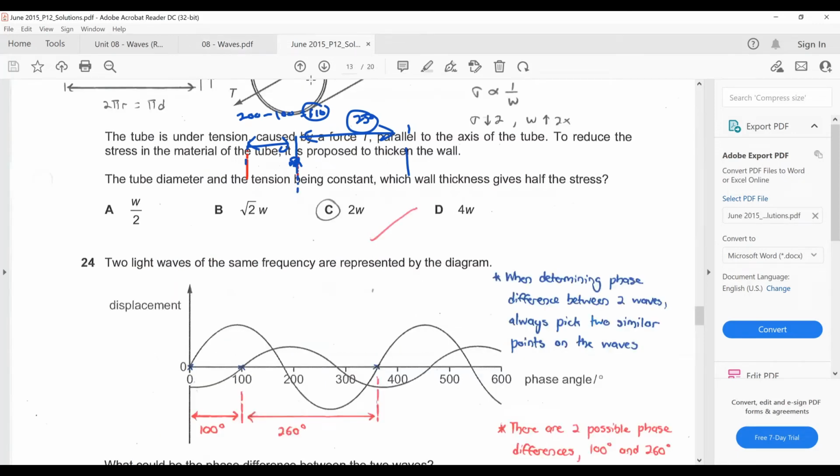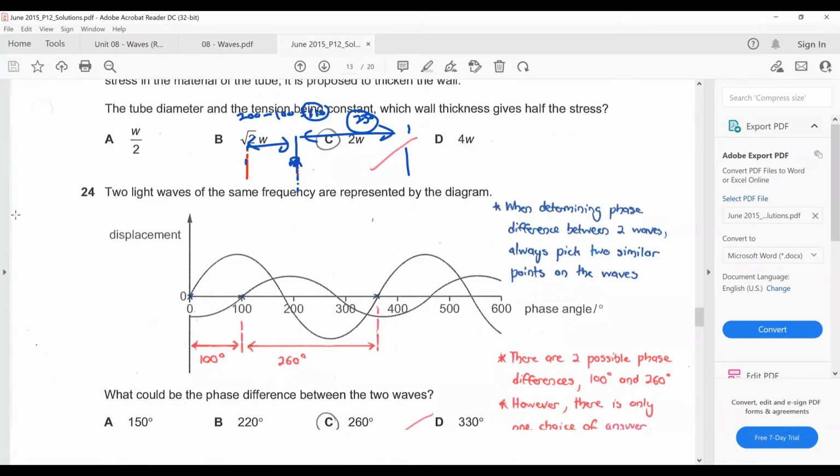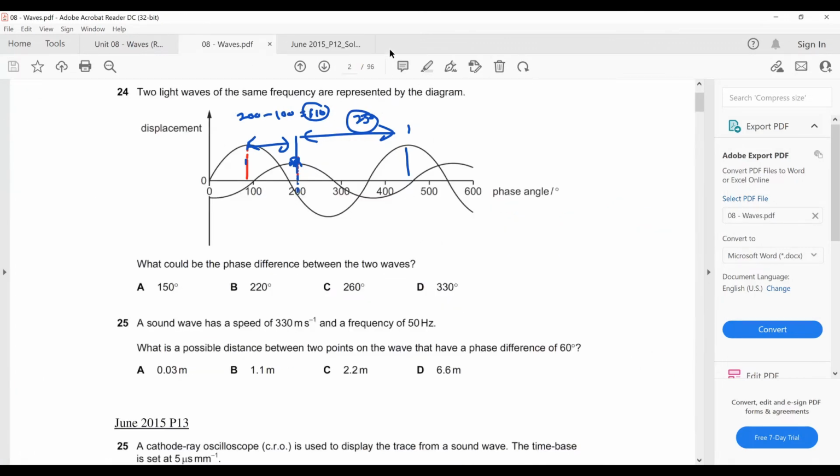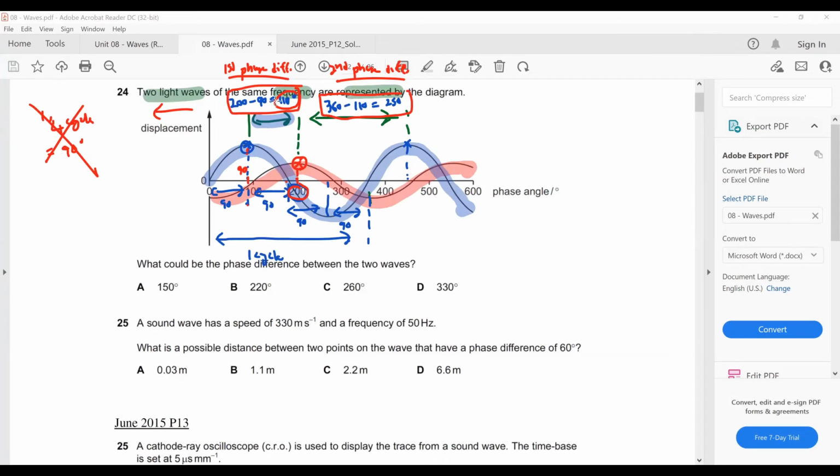Oh, wait, isn't 200 minus 100 equal to 100? Then the other will be 260, so we get the answer. 200 minus 100. Wait. Did I subtract wrongly just now? Wait, no. Sorry, just now I wrote 200 minus 90. Okay, this one was what I wrote. 200 minus 90 is equal to 110. So 110 and 250 are not in these answer choices.